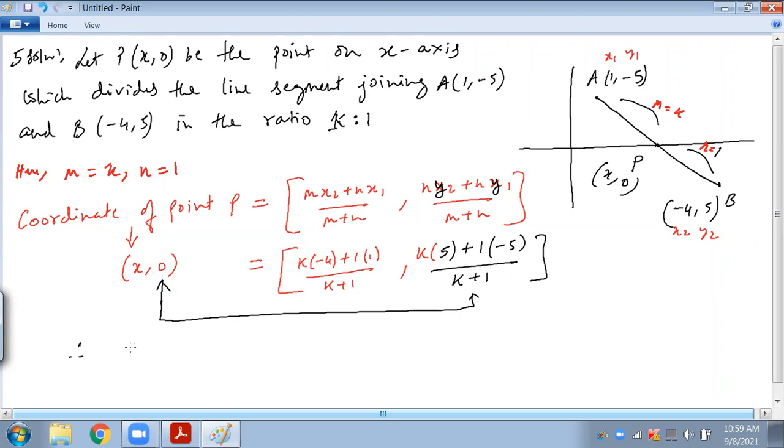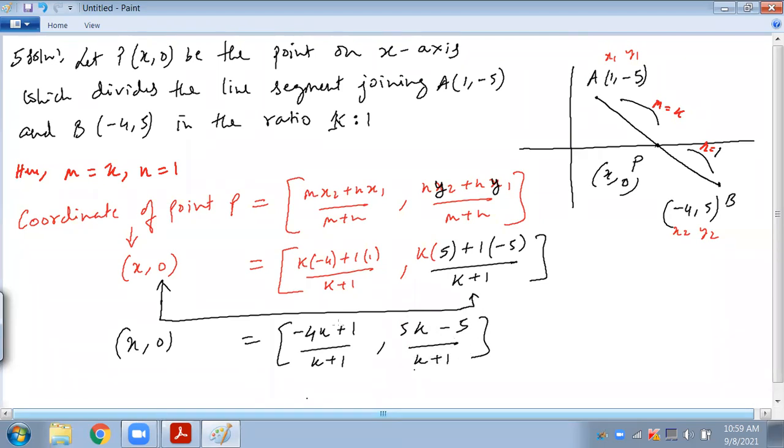So we can write, therefore, (x, 0) equal to, now we can solve it at the same time, the x coordinate is (-4k + 1) by (k + 1). And the y coordinate will be what? (5k - 5) by (k + 1).